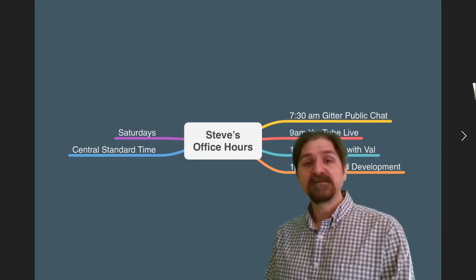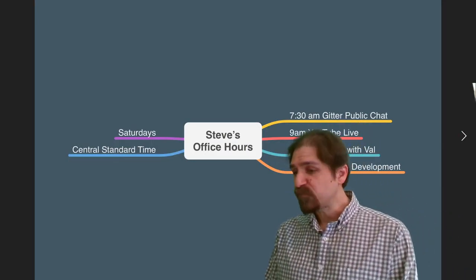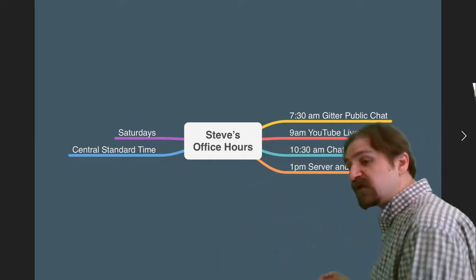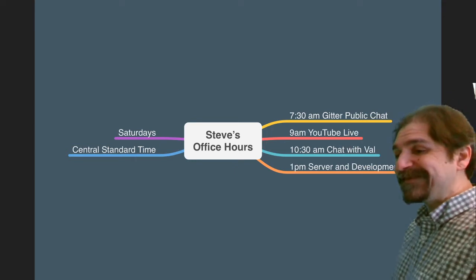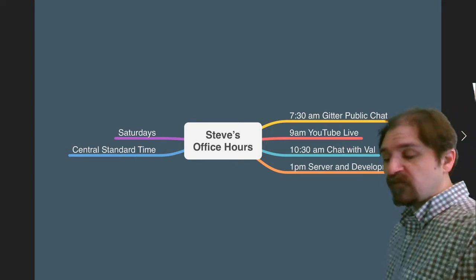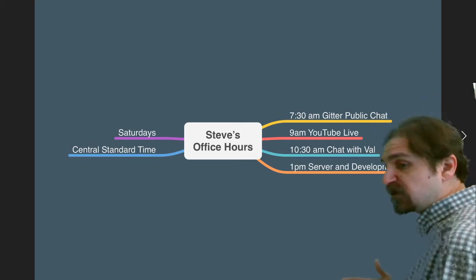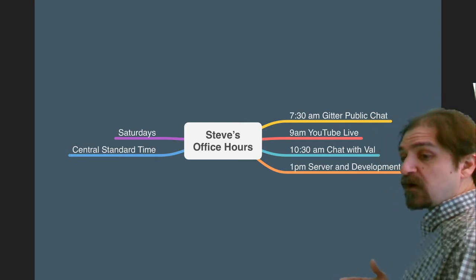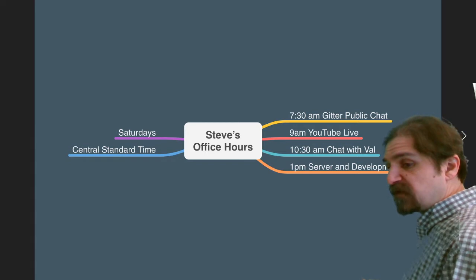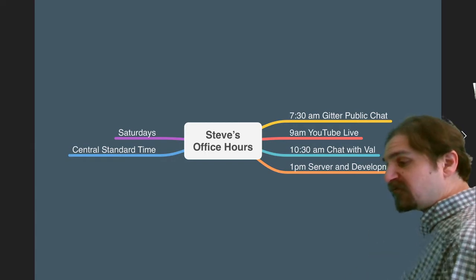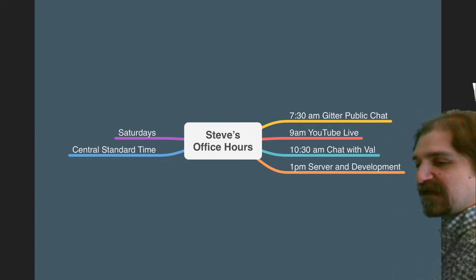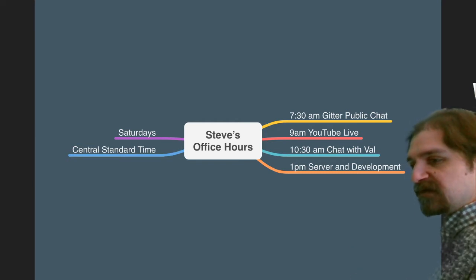Well, 2020 is a new year. In April, I've started my Saturday office hours, 7:30 a.m. You can find me on the Git public chat. Links are in the description. At 9 o'clock, I should either have the YouTube video uploaded or I should start the live streaming. 10:30 every week, I get to chat with Val, one of my favorite times of the week. And 1 p.m., I start my server development.